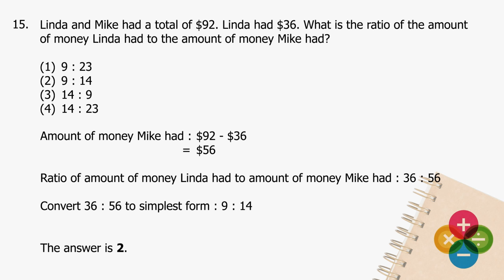The amount of money Mike had will be, subtract $36 from $92, and the difference is $56. The ratio of the amount of money Linda had to the amount of money Mike had will be 36 is to 56. Convert 36 is to 56 to simplest form will be 9 is to 14. The answer is 2.